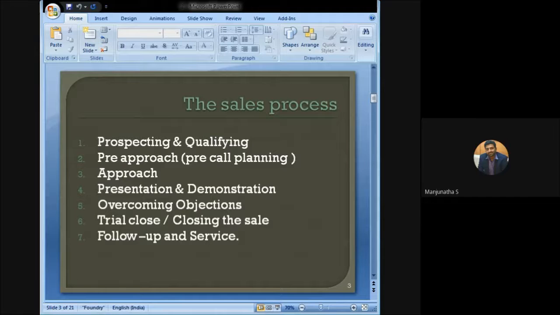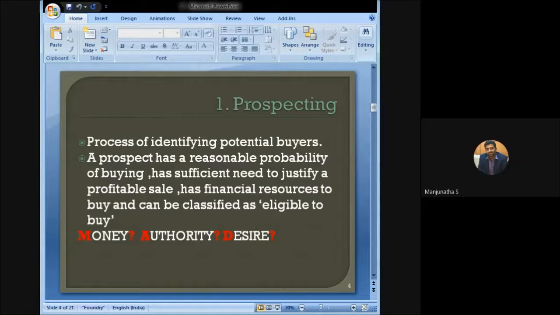So let us start with the first one, that is prospecting. It is the process of identifying the potential buyers. We have a lot of customers or people in this society, but we don't know who is going to purchase the product and who is showing interest. Among thousands or lakhs of people, we are not at all aware of who is going to purchase. So in this perspective, we need to know who is the potential buyer.